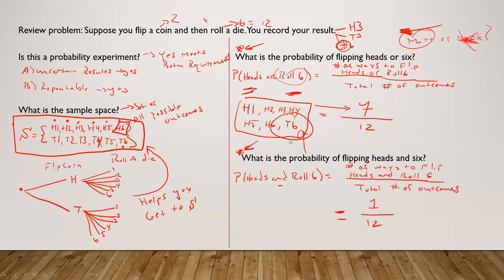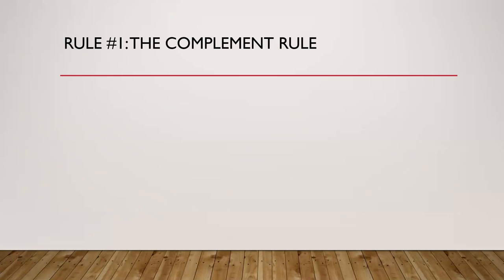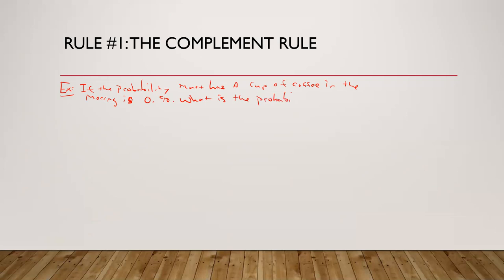All right, let's get to the next theorem. It'll just be a real quick one and then we'll call class for today. It's what's called the complement rule. Let me give you a problem first with it, and then I'll write the definition. If the probability that Matt, which is me, has a cup of coffee in the morning is 0.90, so it's 90%, what is the probability he doesn't have a cup of coffee?